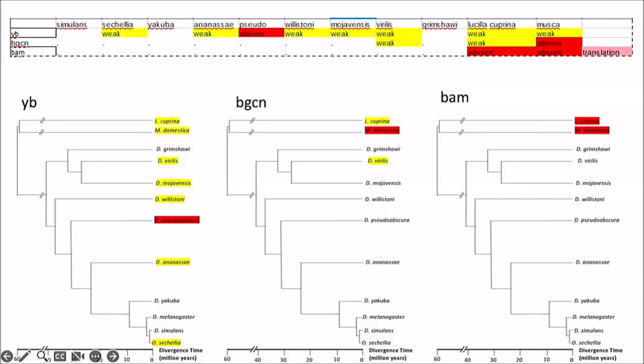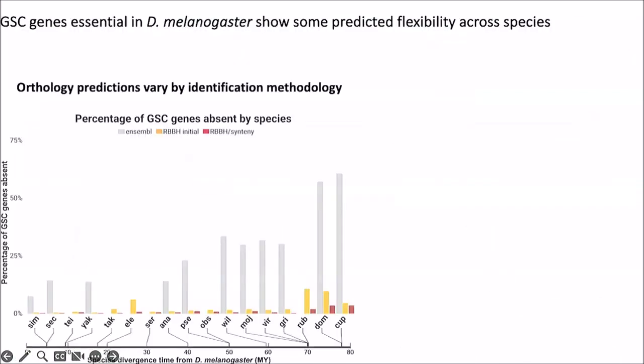If you look at BGCN, it's present in all the Drosophila species. It's absent in the housefly, but in the sheep blowfly it's present. If you look at bag of marbles, it seems to be unique to the genus Drosophila, and is absent from sheep blowfly and the housefly as well as other species. So there's clearly a lot of evolutionary flexibility.